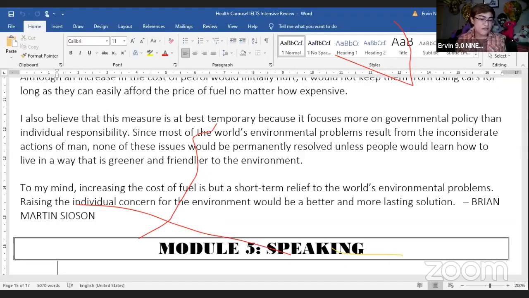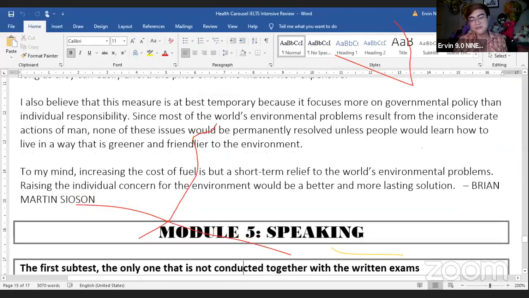You really want to solve the problem? The best way is not to increase the cost of fuel, but raising the individual concern for the environment. That would be a better and more lasting solution. I've just presented Sir Brian Martin Shawson's 9.0 in writing. Now, why did I tell you earlier that you'll never look at 9.0 in writing in the same way again?